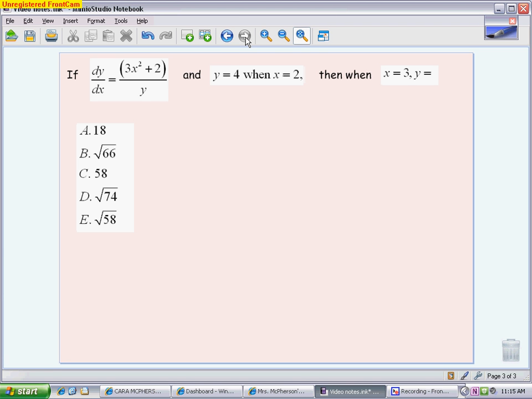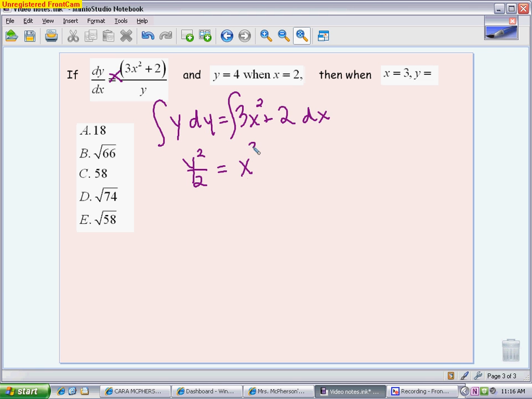So first thing I want to do is figure out the best way to separate this. This one is pretty easy. You can just cross multiply to separate your variables. So you get y dy equals 3x squared plus 2 dx. It's also very easy to integrate. This is one of the few times you actually don't have a natural log in this one. You get y squared over 2 equals x cubed plus 2x plus c.